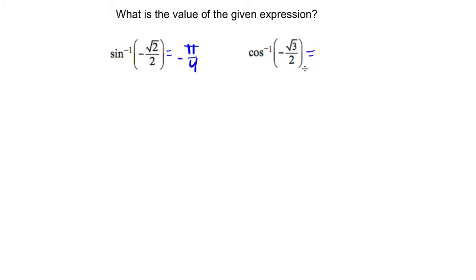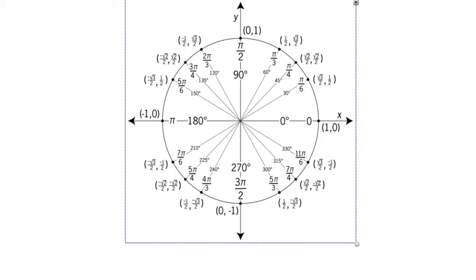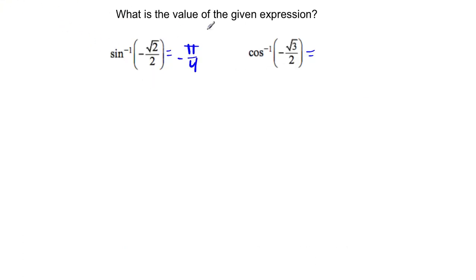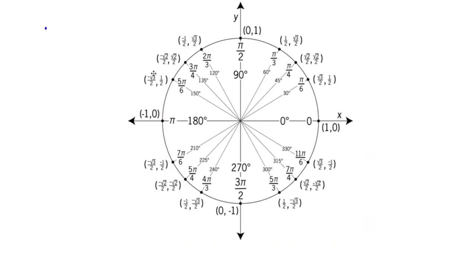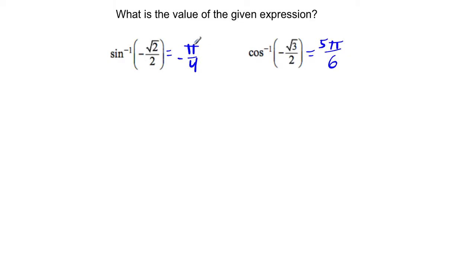For inverse cosine of negative root 3 over 2, we looked for where the cosine was root 3 over 2. The cosine is negative root 3 over 2 at 5 pi over 6, so the answer is 5 pi over 6. We had a limited range for these values, but if you look at the unit circle, you can see that negative root 3 over 2 is a cosine value for two angles, 5 pi over 6 and 7 pi over 6. When we took inverse trig values before, we limited the domain, which was what we did before.